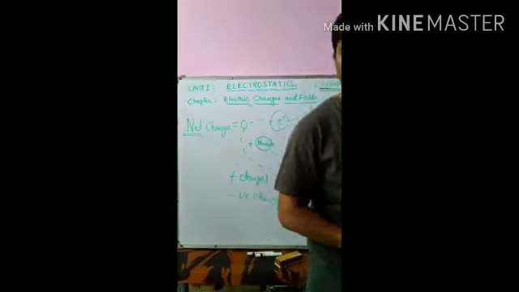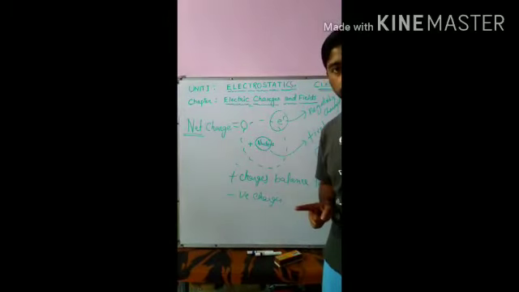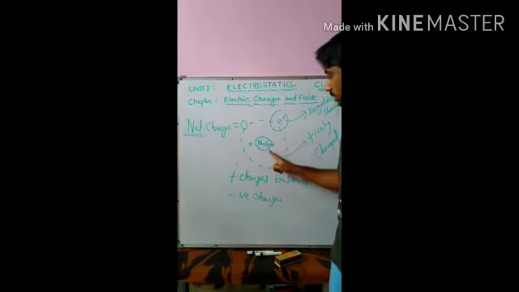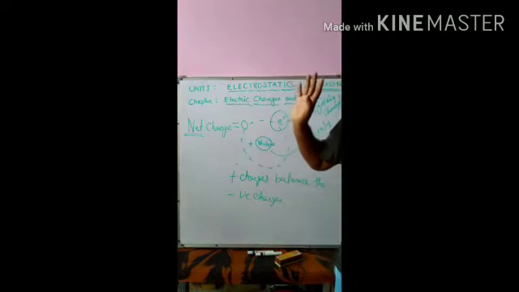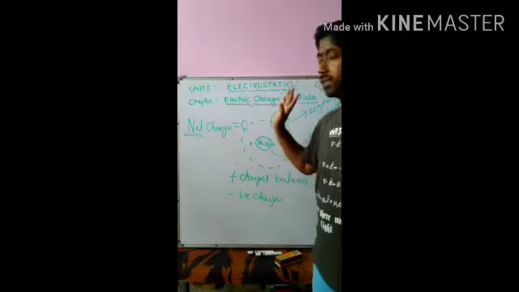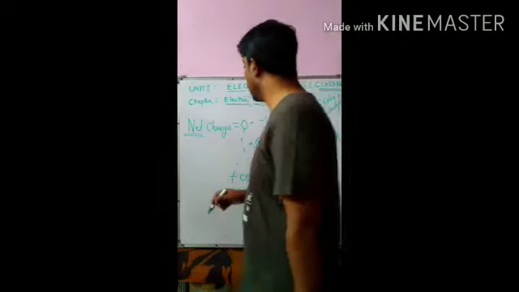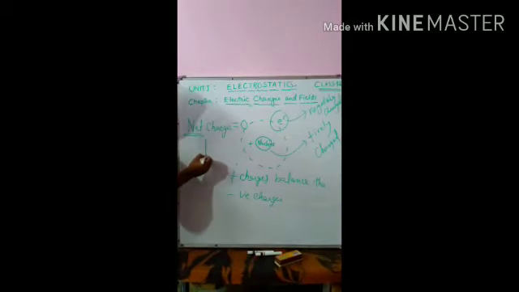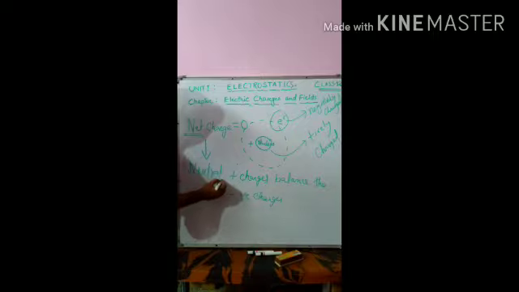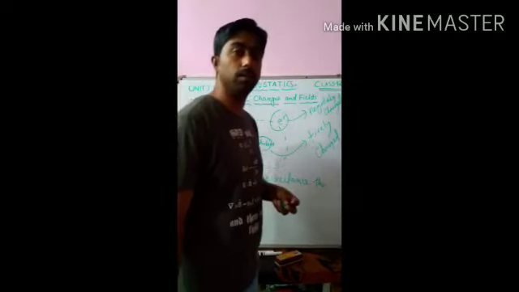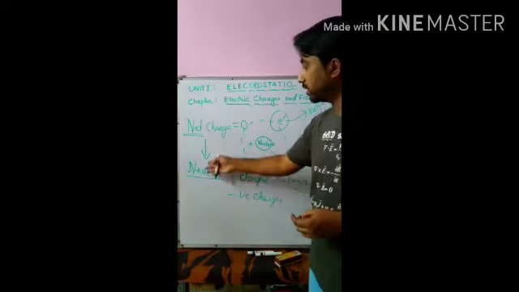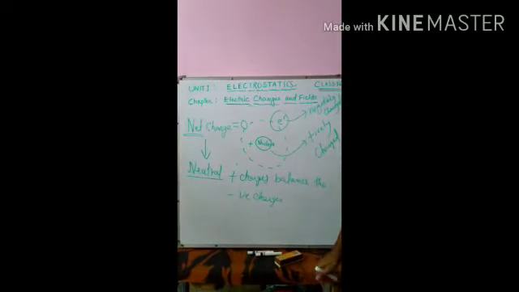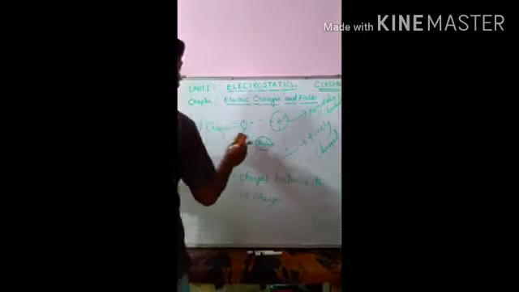So the point to be noted is that the body has charges. Electron is negatively charged, this nucleus is positively charged, but the net charge is 0. Whenever the net charge of a system is 0, that system is said to be neutral. Whenever a system has net charge equal to 0, the system is known as neutral, or the body is said to be neutral, whatever you want to say.